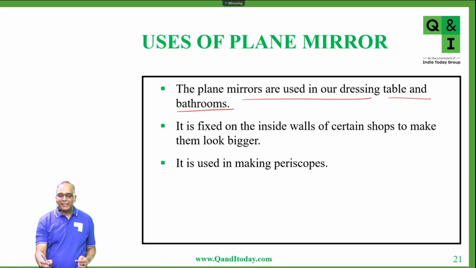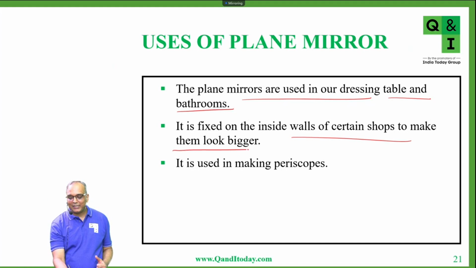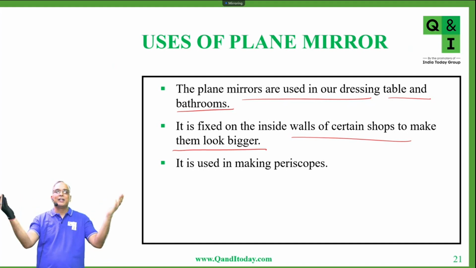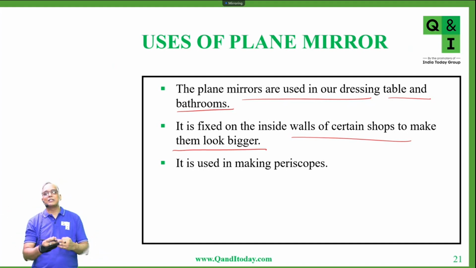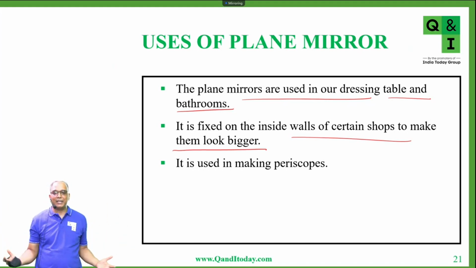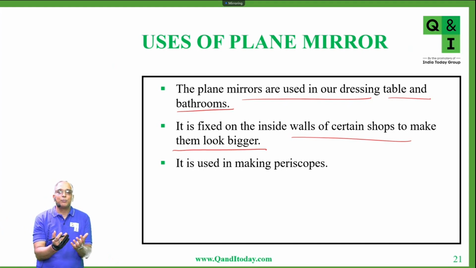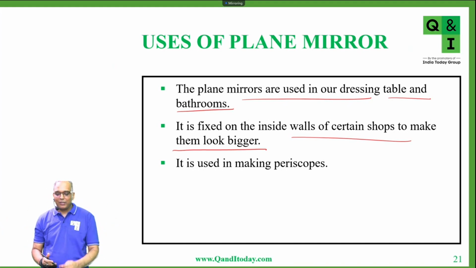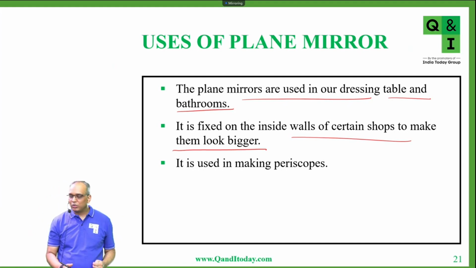Second, it is fixed inside the walls of certain shops to make them look bigger. In certain jewelry shops or showrooms of cloth or garments, when you enter, you will see that they have put mirrors on all the walls. Why is it done so? To give you an impression that the shop is very big, right? Even if it is a small shop, you get a feel that it is a bigger shop. So again, this is one of the uses of the plane mirror.